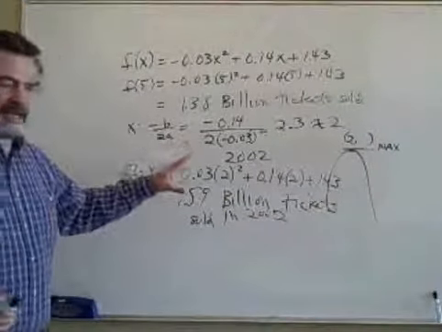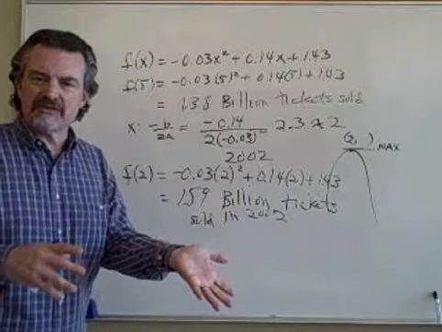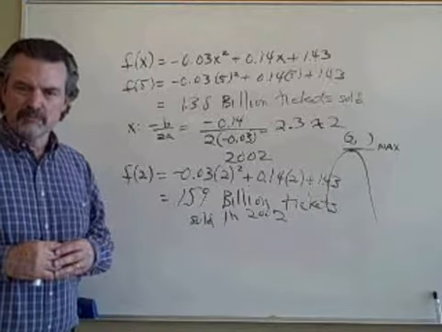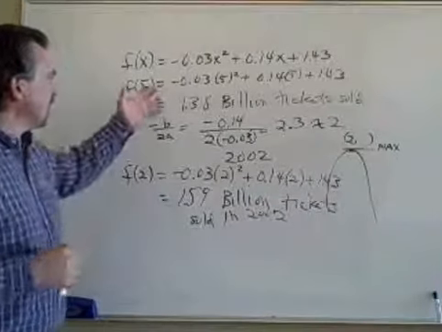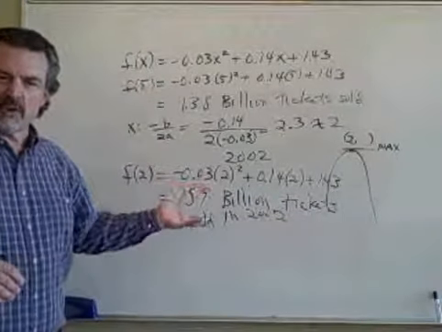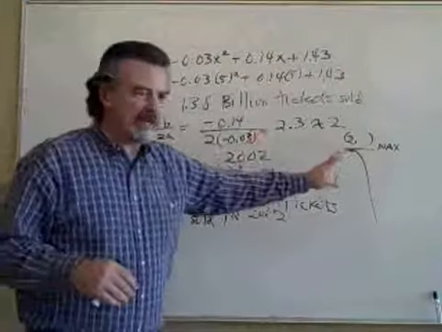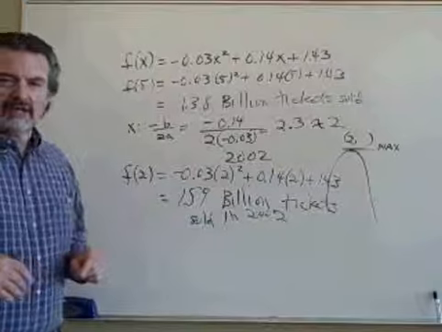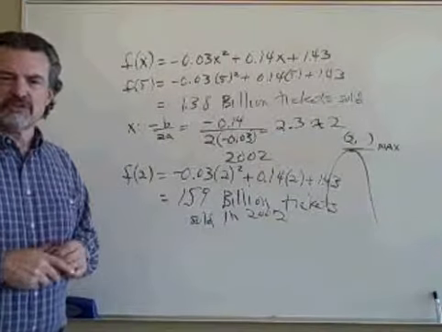And during that time period of 2000 to 2005, that was the maximum number of tickets that were sold per year. Again, we performed this analysis of this quadratic function, thinking about its parabola and its vertex to help us know how to find the solutions to these questions.